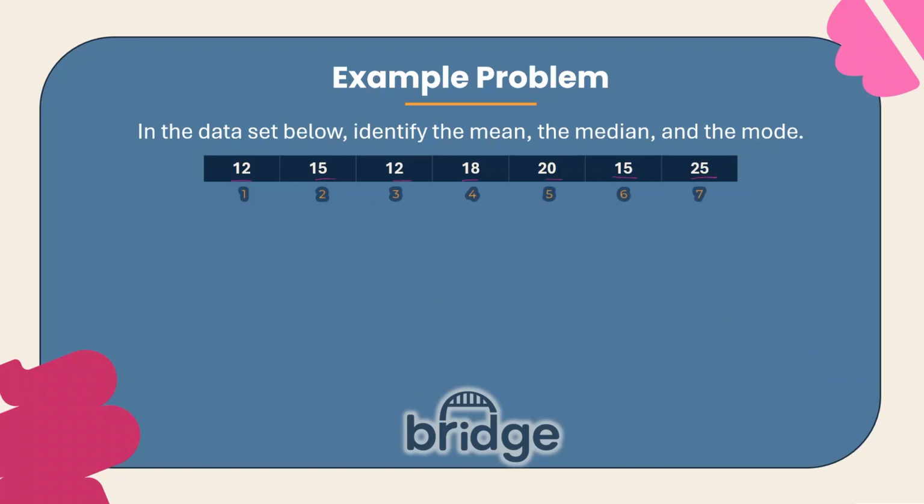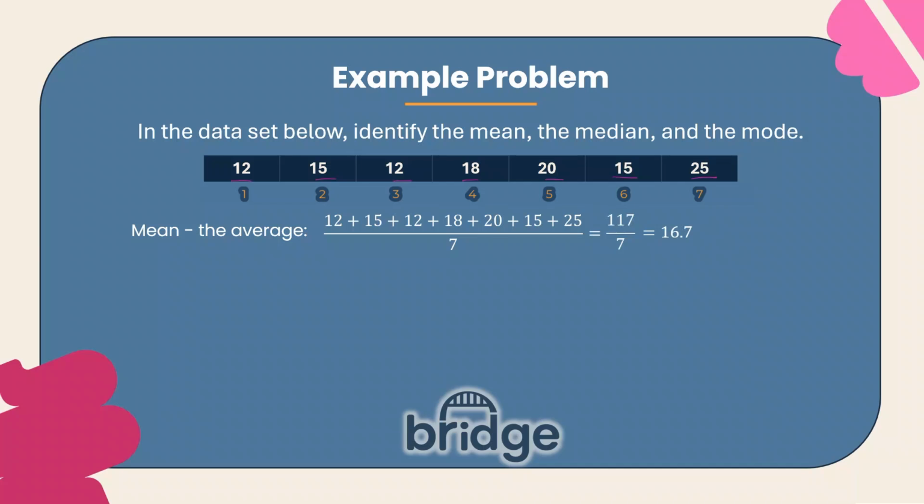So the mean is the average, and to find the average, we're going to add up all these numbers and divide by the total that we have. We have 7 numbers in our data set here. So if we add up all those numbers and divide by 7, we'll get our mean, which is 16.7.